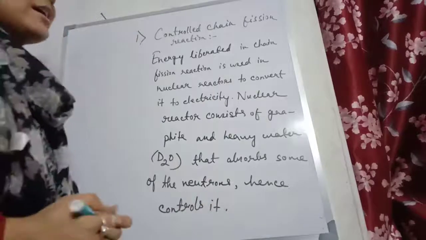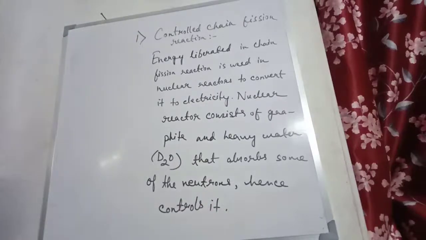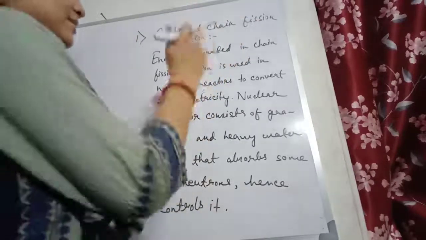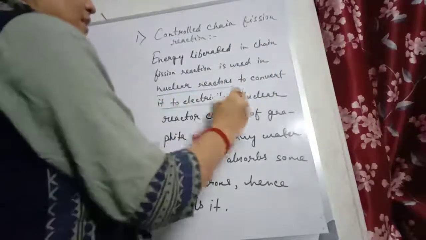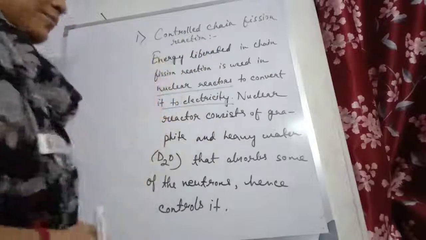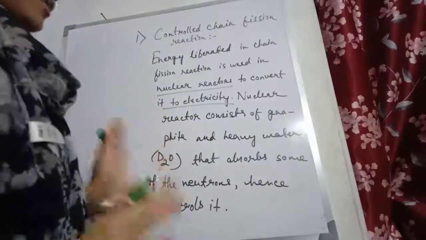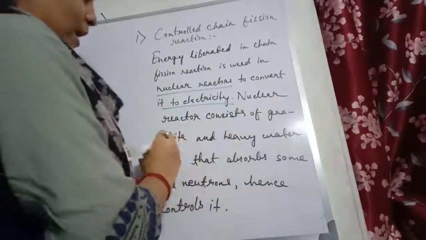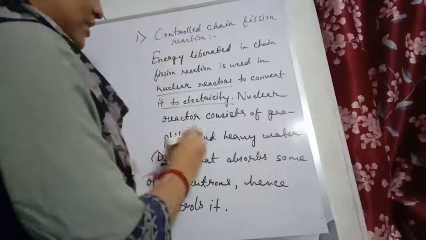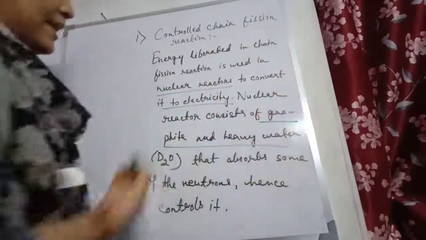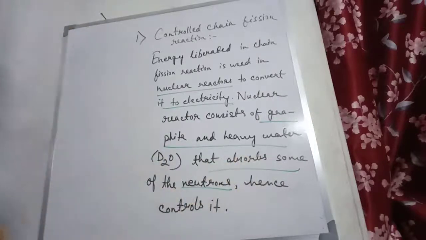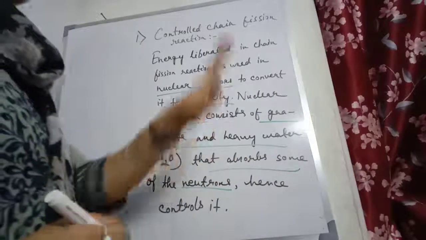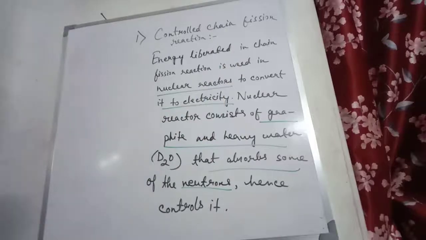This is basically controlled chain fission reaction. Here the main thing is your use of nuclear reactors, which converts your energy to electricity, right? It is used in the nuclear power plants. And now how is it controlled? It consists of substances like graphite and heavy water that absorb the neutrons that are liberated during the chain reaction, and so it controls the process.